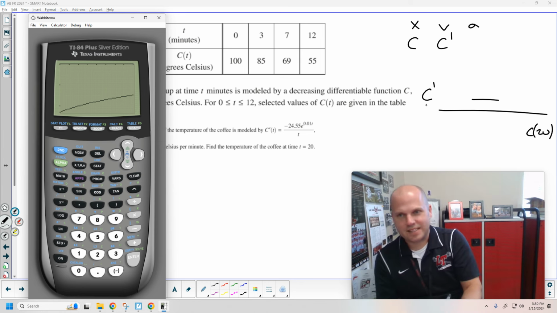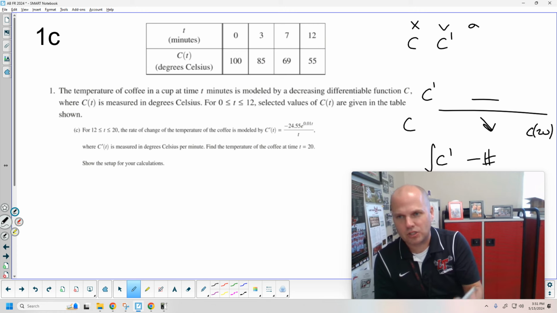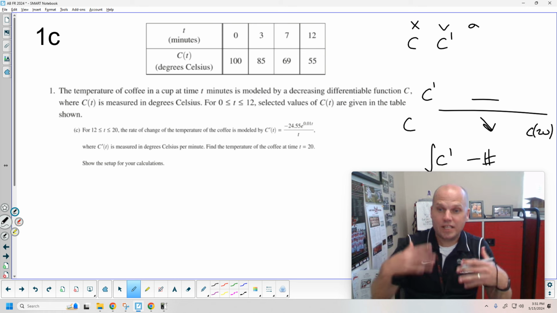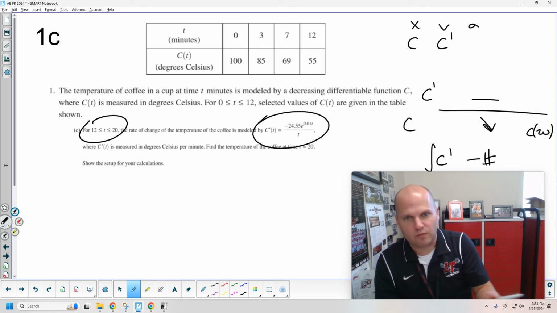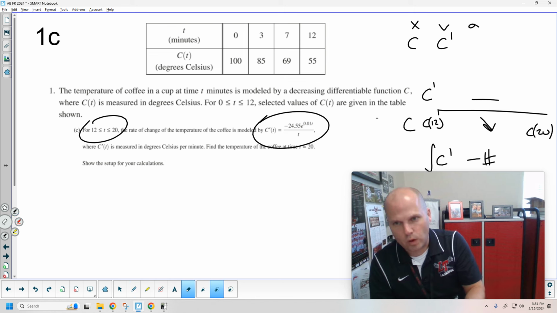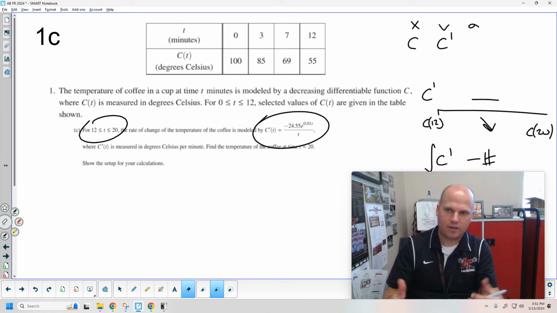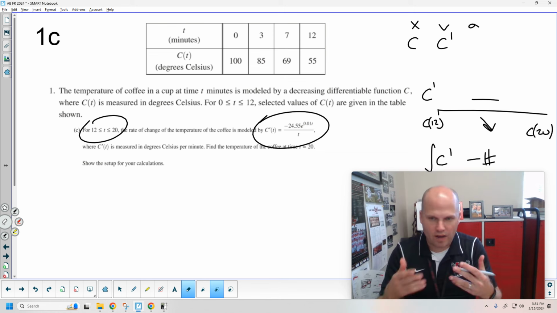Now, that's telling you that the temperature in the coffee is going down. Remember, you have to accumulate your derivative to figure out how much you go down, which means we need some sort of starting point. Well, since this is only existing from 12 to 20, we need to start with C of 12. C of 12's value plus the accumulation, this negative value, would give us C of 20's value. C of 12's value, what is it?